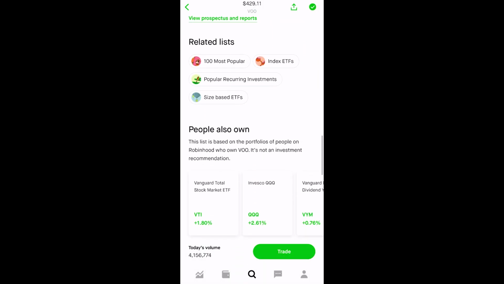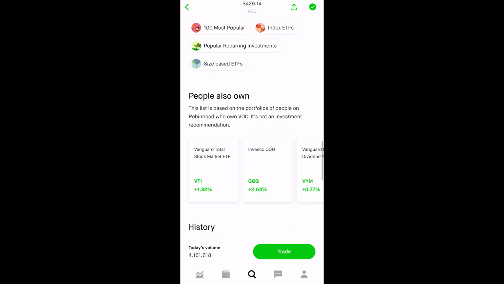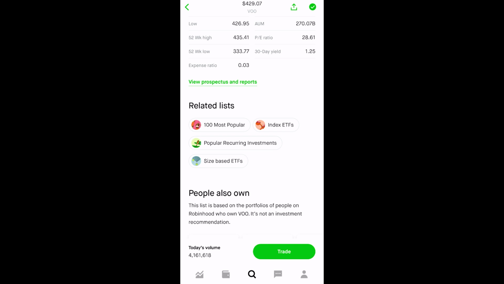Now, everything else is going to be exactly the same. It's going to include my history, everything like that. But those are the key differences between looking up an ETF and an individual company.